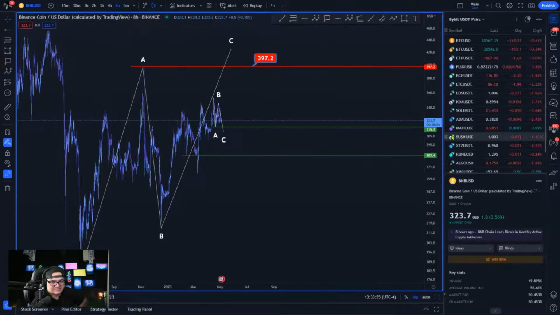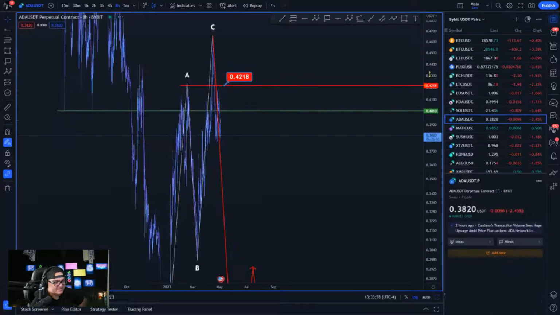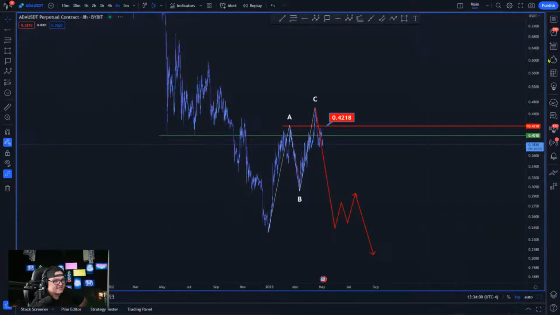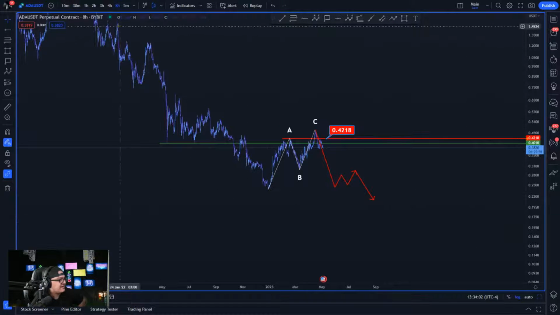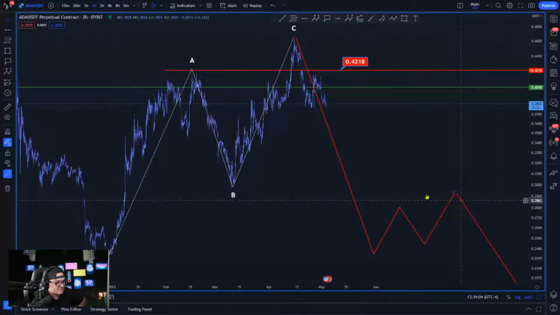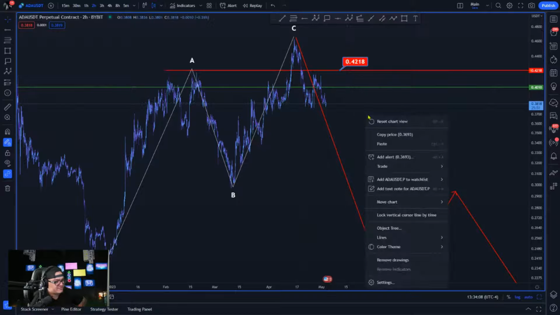And let's see. All right, I'll pick one. I'll do ADA. All right, so ADA, I think this is a great position. I took this... When did we get into this trade? On the 23rd, so a couple weeks ago.